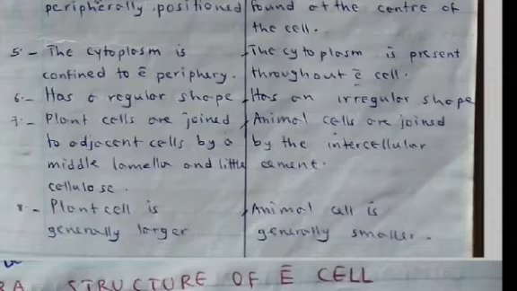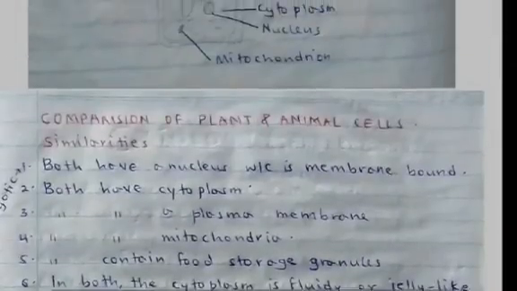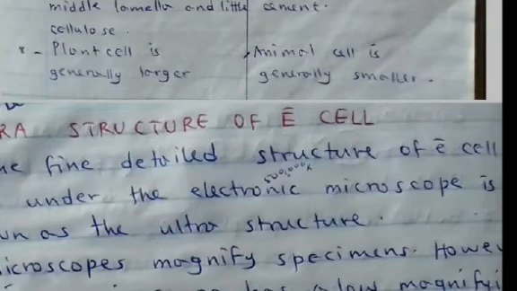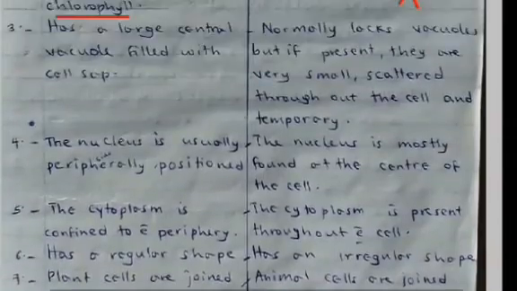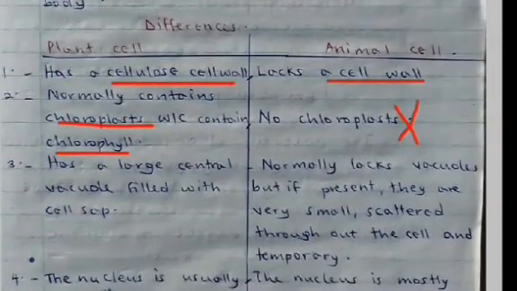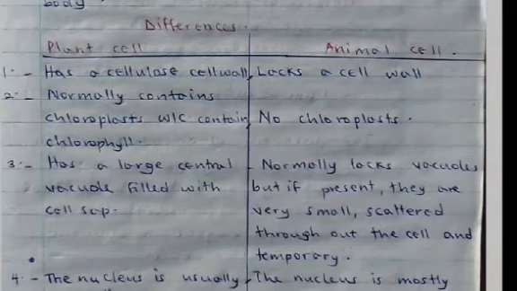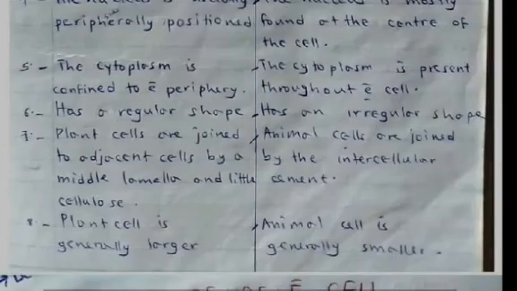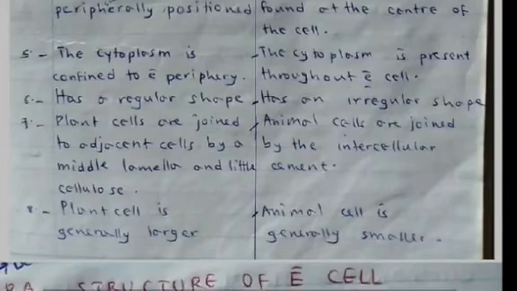Plant cells are joined to adjacent cells by a middle lamella and a little cellulose, but the animal cells are joined by the intercellular cement, as we saw up in the diagram. Then a plant cell is generally larger, whereas an animal cell is generally smaller. So when you're asked for these differences, you begin from the major ones, that it has a cellulose cell wall, but don't begin from the minor ones like that it is generally larger. Those ones come later.